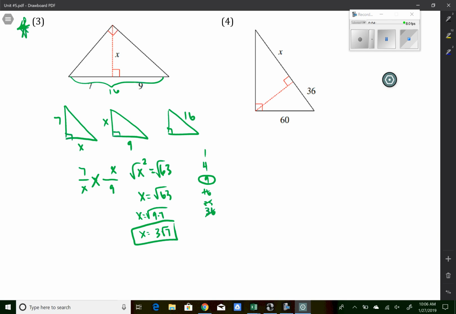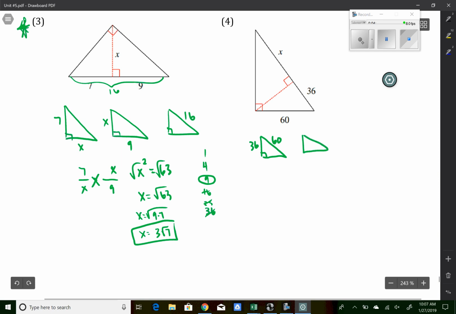All right, moving right along. Looking at this next question. So the small triangle has a shorter leg of 36 and a hypotenuse of 60. The medium-sized triangle just has a longer leg of x. That's not going to be helpful. And the biggest triangle has a short leg of 60 and a hypotenuse of x plus 36. So I could say 36 becomes 60, the same way that 60 becomes x plus 36.